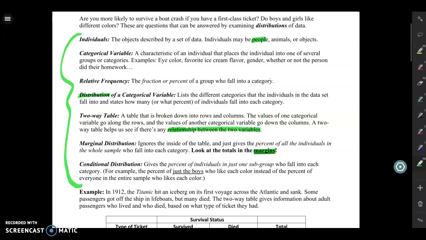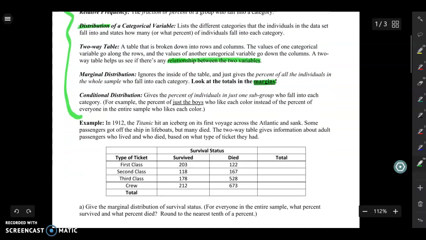Before I end this video, which is the vocab video, I just wanted to show you an example of a two-way table. If you look at the two-way table at the bottom of this page, the premise is that in 1912 the Titanic hit an iceberg and some people survived and some people died, right? So we're looking at two different variables. We're looking at survival status, so did they survive or did they die? And we're also looking at what type of ticket they held. So are they first class, second class, third class, or part of the crew? This is what a two-way table looks like.